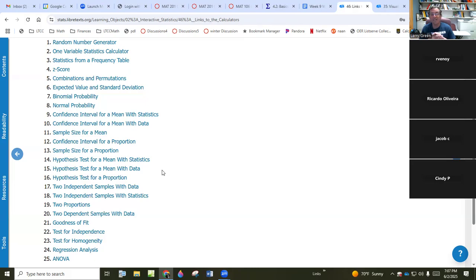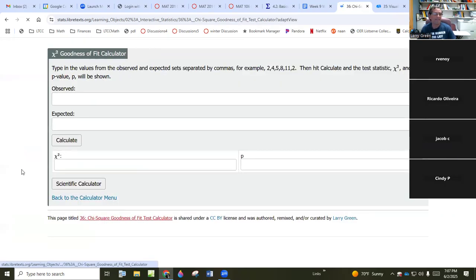What calculator number should I use? This should be easy. Yeah, it's 21 because we're doing a goodness of fit test. So go to 21. Okay, and we want to enter the observed separated by commas and the expected separated by commas.